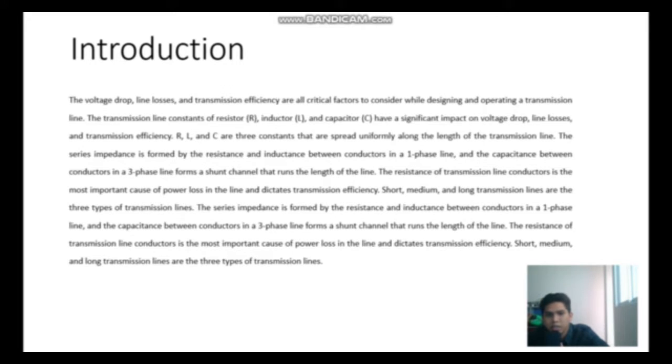The series impedance is formed by the resistance and inductance between conductors in a one-phase line, and the capacitance between conductors in a three-phase line forms a shunt channel that runs the length of the line. The resistance of transmission line conductors is the most important cause of power loss in the line and dictates transmission efficiency. Short, medium and long transmission lines are the three types of transmission line.